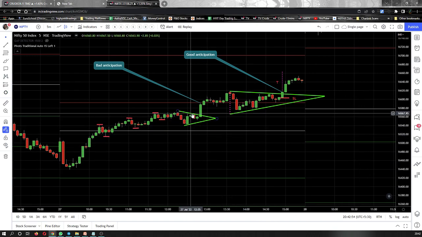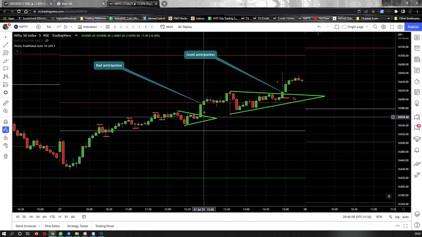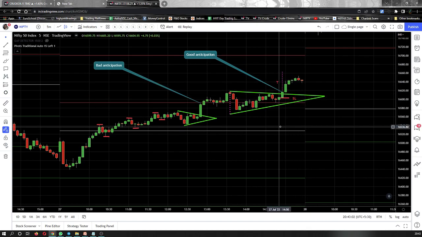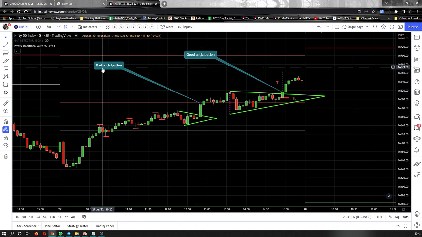Now let's talk about this particular symmetrical triangle. So we have explained everything about this symmetrical triangle, right? It was a successful trade and everything went well. But how about this symmetrical triangle? Why have I mentioned this as a bad anticipation?